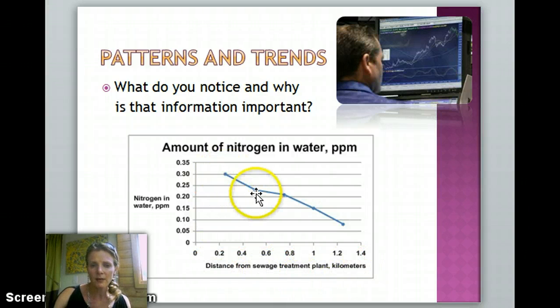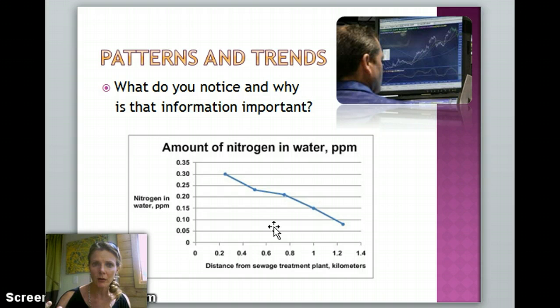We're plotting these points, and we're noticing that there's a downward trend, right? So the distance is actually increasing, okay, and the nitrogen in water is actually decreasing as you go further from the plant. There's going to be less nitrogen in the water, okay? So we're noticing that trend, which can help you and help scientists figure out what to do with maybe a particular problem. So that is something very important to realize, the patterns and trends that go on with these different types of graphs that you're going to be using.